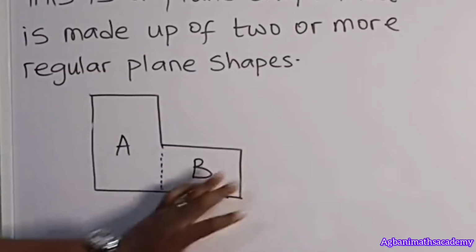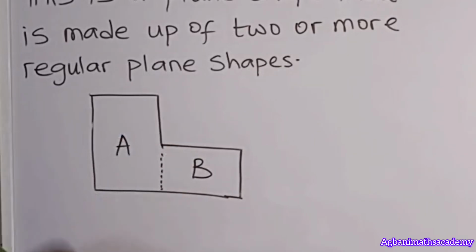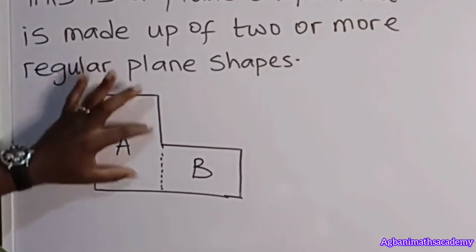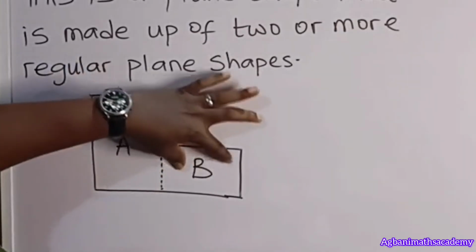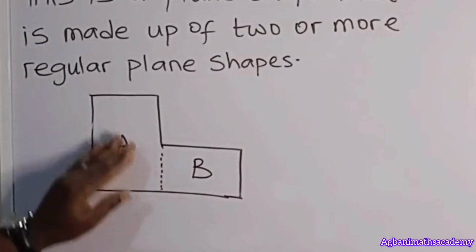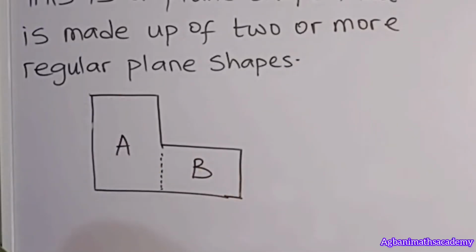If you are expected to calculate the area of this plane shape, there are two ways you can get it done. The first method is to calculate the area of section A, calculate the area of section B, and then add the areas together. That will give you the area of the entire shape. Hope you understand that. There's another way of getting it done.